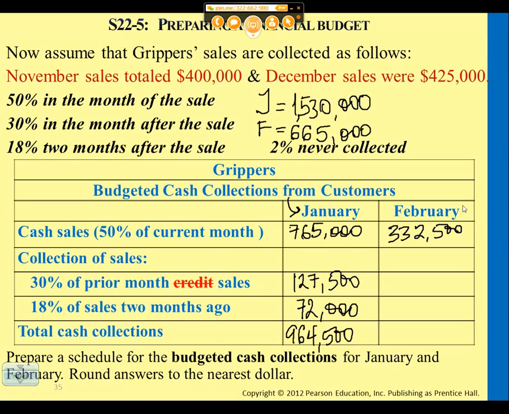Okay, anyone else? 30%? Guys, you all have your computers up and somehow you can't calculate something divided by 2? Come on. Okay, 459. Thank you. And then 18%? 76,500. Okay, and what's the total?